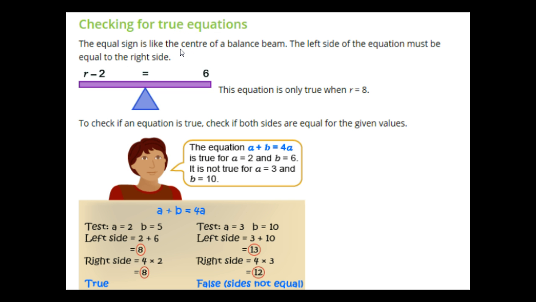To see if equations are true, think of the equal sign like the center of a balancing beam, with the left side of the equation equal to the right side of the equation. So, for example, r minus 2 equals 6. Well, r has to be 8 because 8 minus 2 equals 6. So this side and the other side both have to equal 6. You can always check if the equation is correct by looking at whether or not they both equal the same number. I don't want you to bother about this. If you want to have a read through, then you can. You don't need to copy down this little section here.